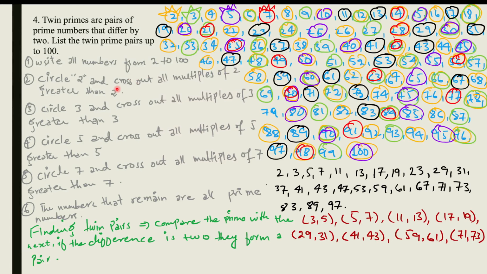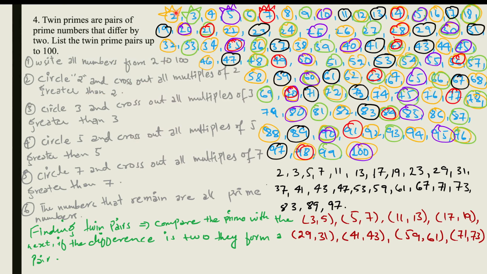This method of finding the prime numbers was introduced by a Greek mathematician, and it is called the Sieve of Eratosthenes. So let's apply all the steps that were introduced by this Greek mathematician. The very first is to write all the numbers from 2 to 100. Then circle 2 and cross out all the multiples of 2 that are greater than 2.